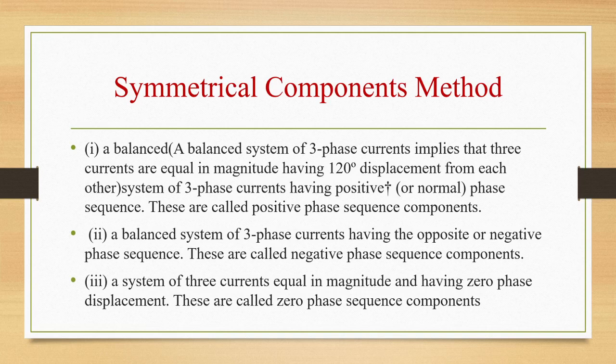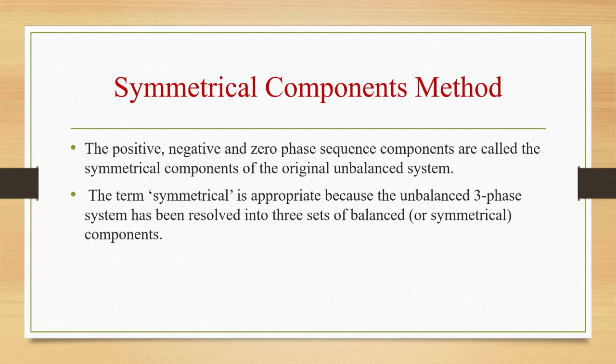A balanced system of three-phase currents having opposite or negative phase sequence is called negative phase sequence components. Third, a system of three currents equal in magnitude and having zero phase displacement is called zero phase sequence components.